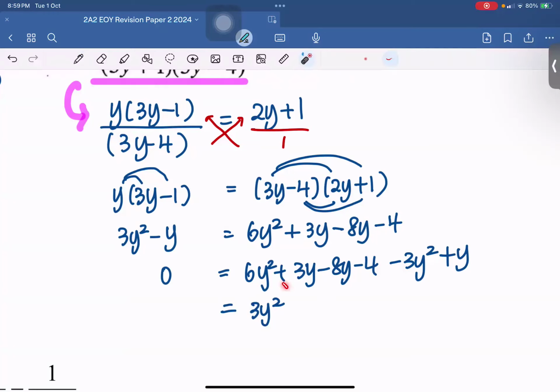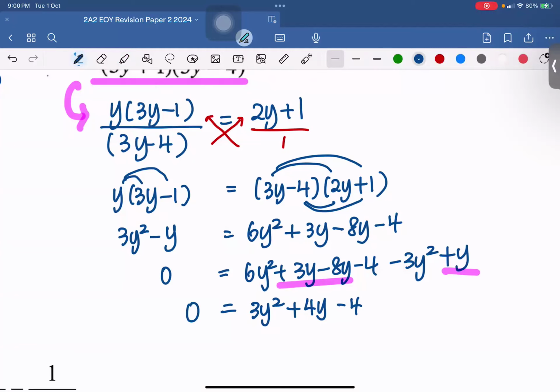Then the number: use the calculator. 3 minus 8 plus 1 is negative 5. Do you put a plus 1? No, confirm not. Then the number negative 4, equal to 0.